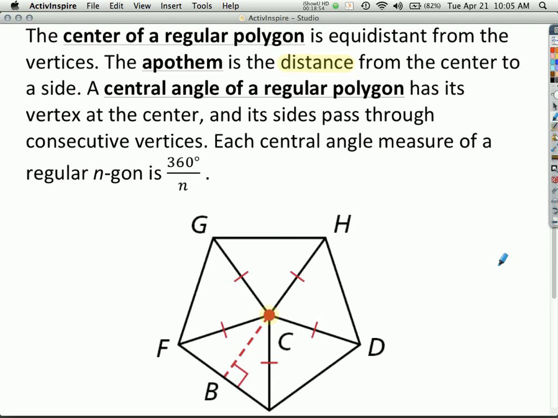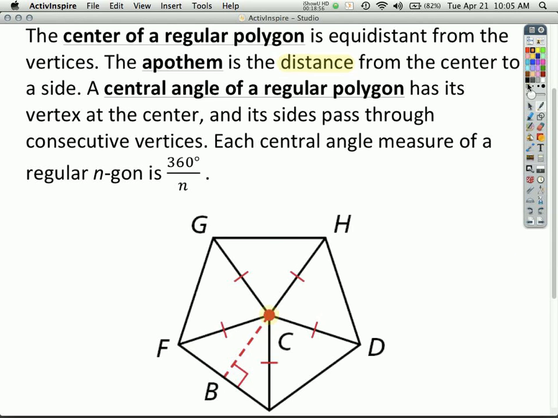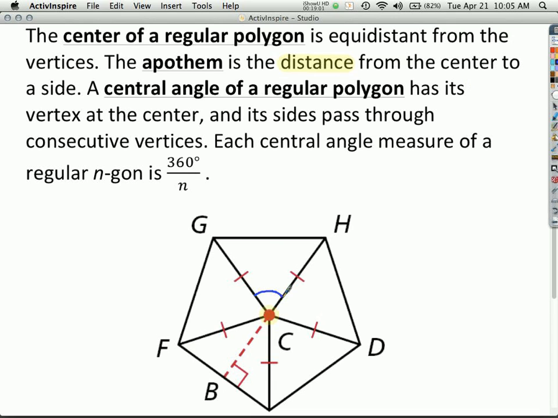Now, central angle. This is a central angle right here. It is bounded by two radii, or the lines connecting the center to two vertices. That is a central angle, and when you have a regular polygon, all the central angles are going to be congruent. So that's going to be congruent to that, and so on. You can find the measure of a central angle very easily. It's logical.